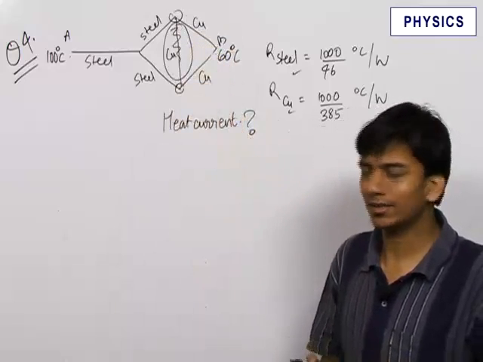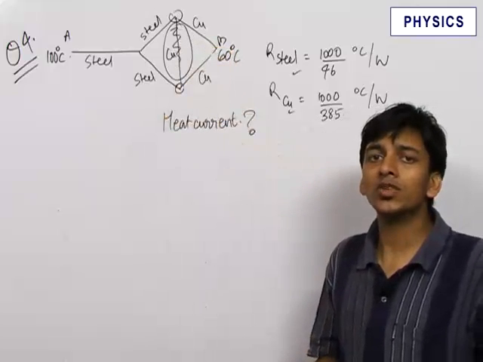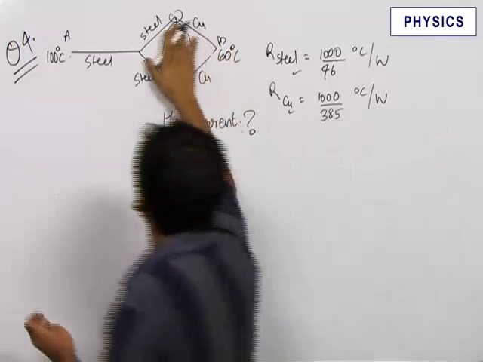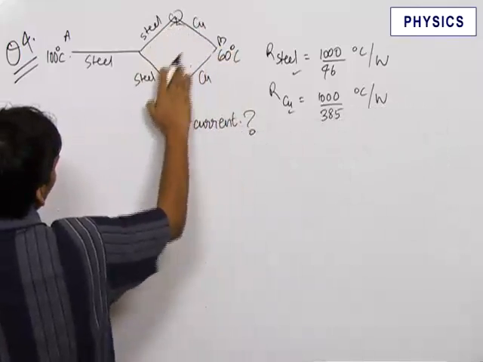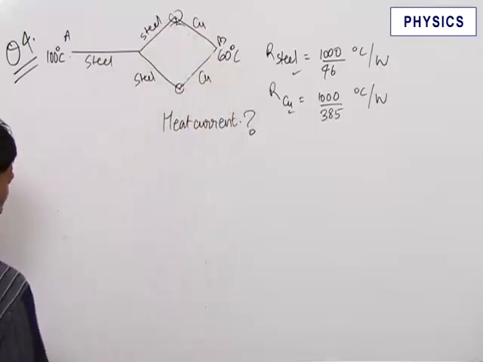This is actually heat current. Therefore there will be no heat current through this wire. Now wire through which no heat current is there, we can remove that wire. So therefore our resultant system becomes like this.